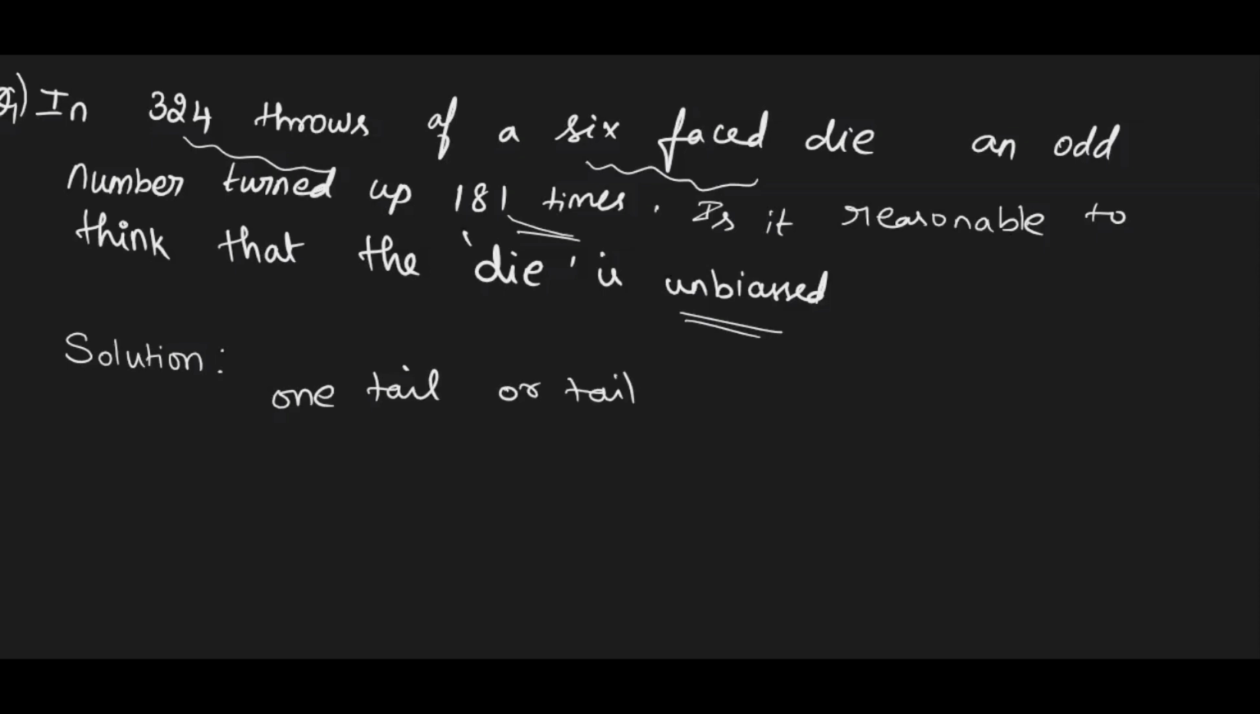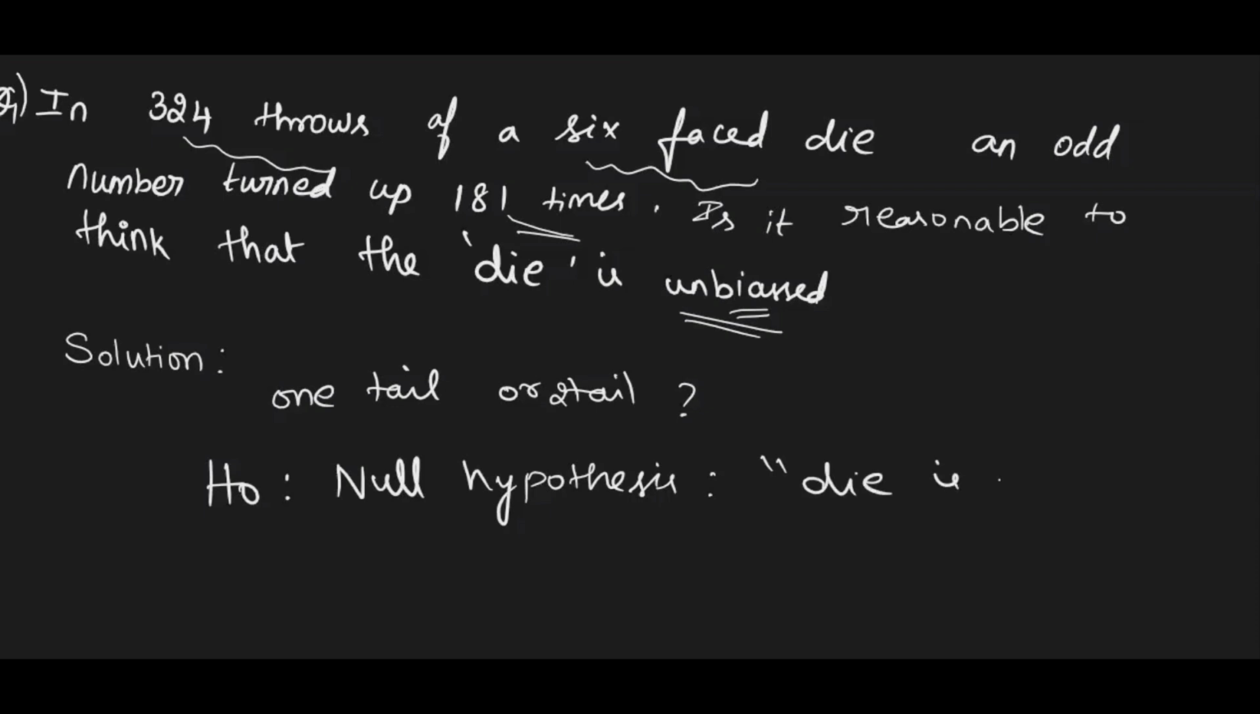So how do you identify a one-tail or two-tail test? Whenever they ask the question whether the die is unbiased or the coin is unbiased, it means we have to fix the null hypothesis H0, that the die is unbiased.